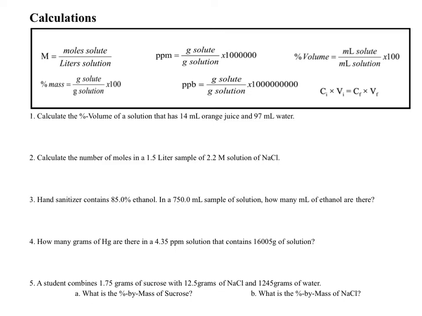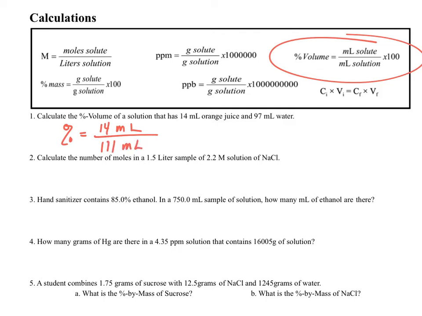Calculate the percent volume of a solution that has 14 milliliters orange juice and 97 milliliters of water. The percent by volume would be this equation, and they give us the milliliters of solute, which is 14 milliliters of juice, divided by the milliliters of solution, which we have to add both of those together. 14 plus 97 gives us 111 milliliters of solution. Times 100 will give us a percent. That would be 13%.